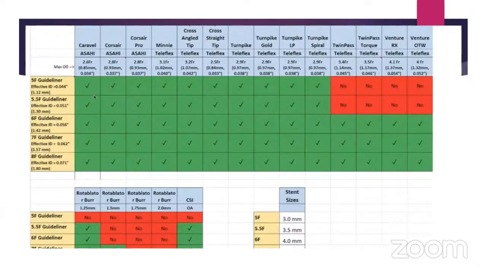This chart shows what catheter can be used inside which guide extension.